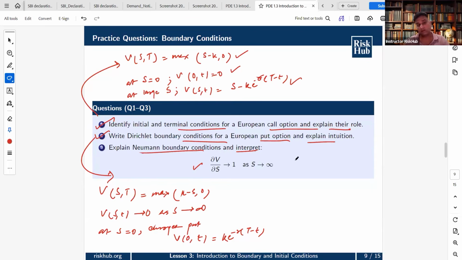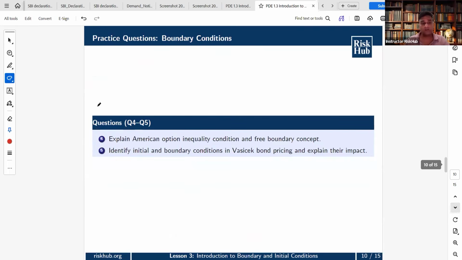Right? That is what we need to understand. All the solutions are given ahead, guys. I'm just trying to give you an idea. Okay. Question number 4 and 5.